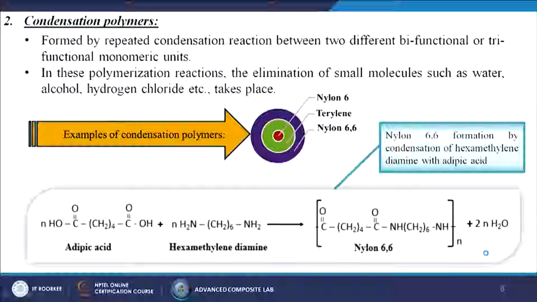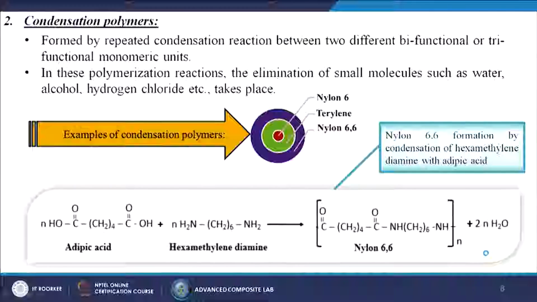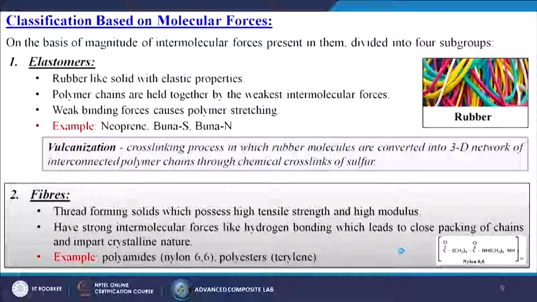Next, we are going to discuss condensation polymers. They are formed by repeated condensation reactions between two different bifunctional or trifunctional monomeric units. In these polymerization reactions, elimination of small molecules such as water, alcohol, or hydrogen chloride takes place. What are examples of condensation polymers? Like nylon 6, terylene, nylon 6,6. How do we generally make them? We add adipic acid with hexamethylene diamine, and then we make nylon 6,6 and water, and then after removing this water we get nylon 6,6.